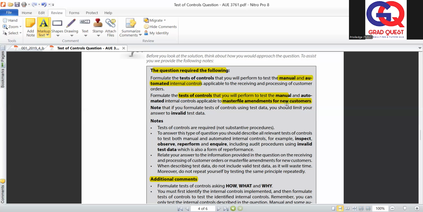All right. So obviously, when you look at the context of a question, you need to check what aspect of the process is computerized. For instance, in this case, master file amendments of new customers. It means we're dealing with the revenue and receipt cycle. So where do we amend the details of a customer? Obviously, it will be when a customer is placing an order with us. When they place an order, that's where they enter their details, and they are saved within the master file of the organization.